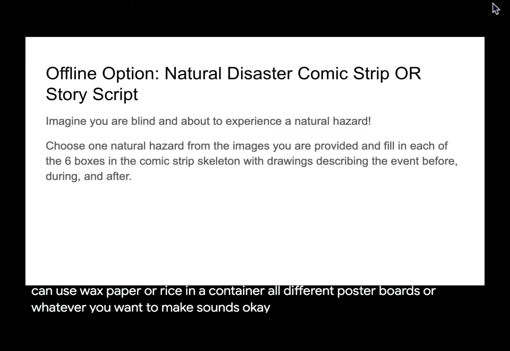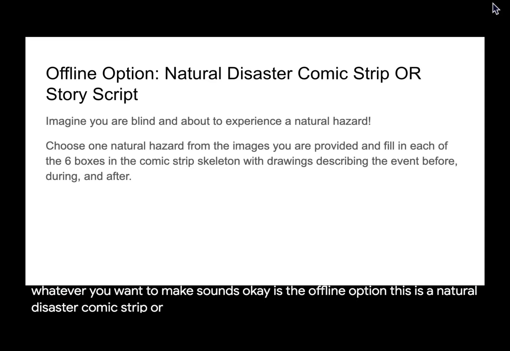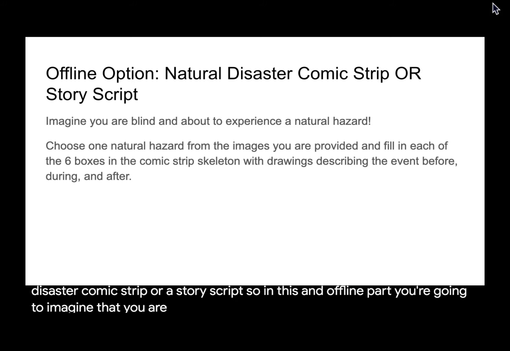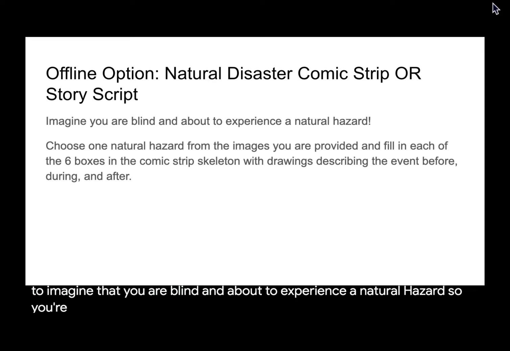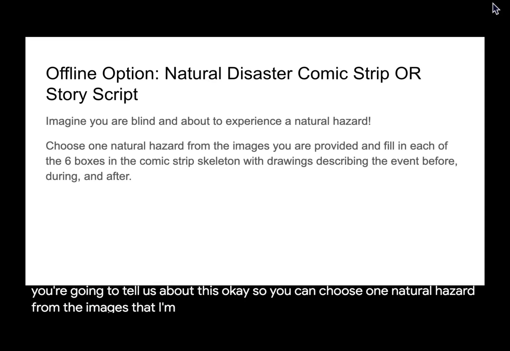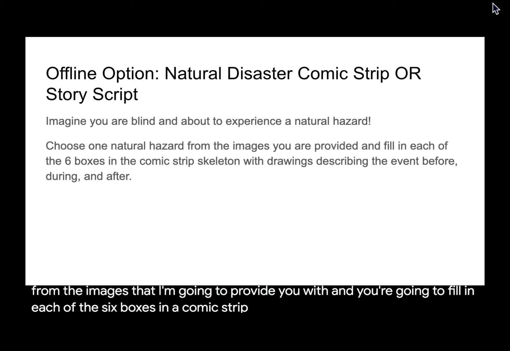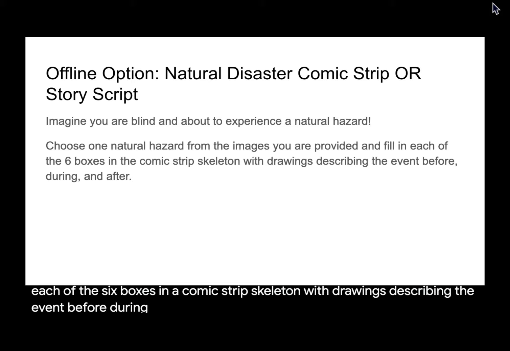Your second option is the offline option. This is a natural disaster comic strip or a story script. So in the offline part, you're going to imagine that you are blind and about to experience a natural hazard. So you're going to tell us about this, okay? You're going to choose one natural hazard from the images that I'm going to provide you with, and fill in each of the 6 boxes in a comic strip skeleton with drawings describing the event before, during, and after. Exactly like what I did in the video.